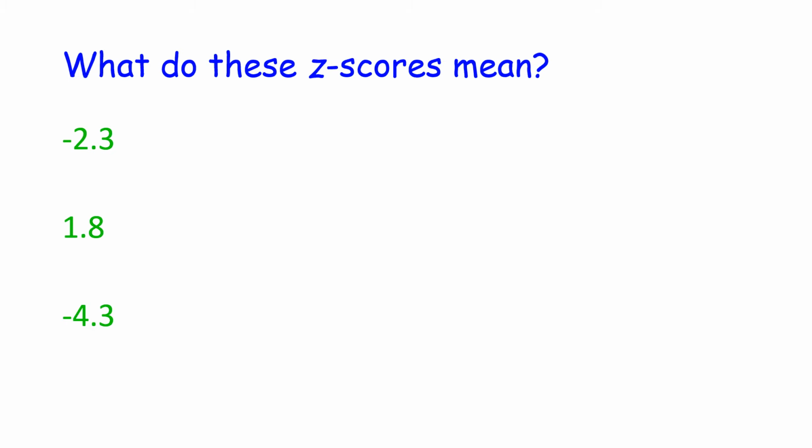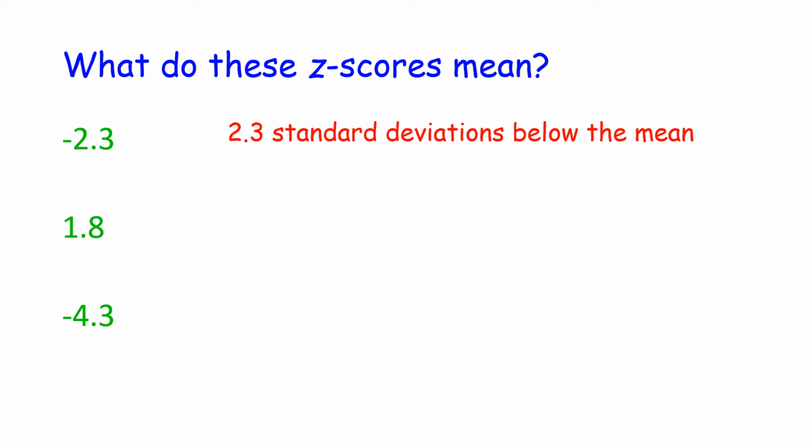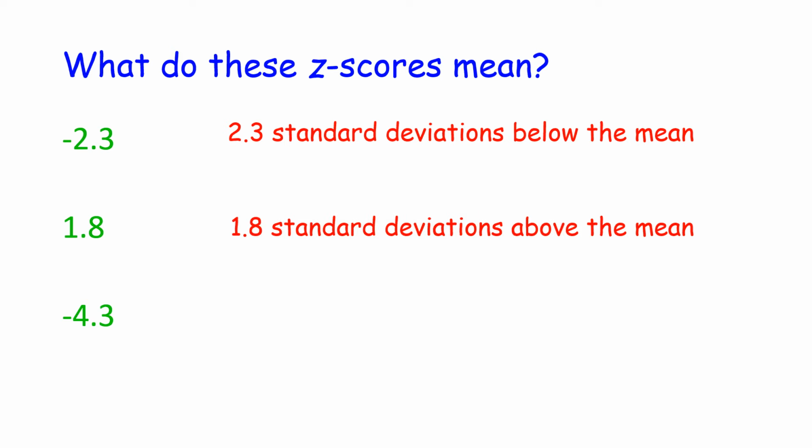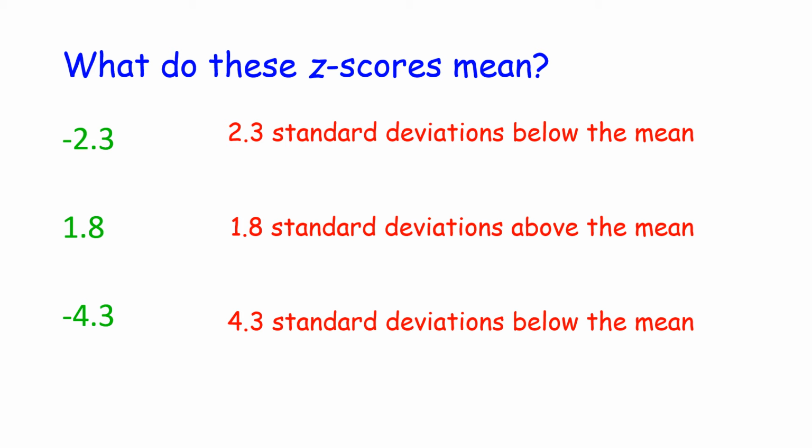So what do the following z-scores mean? If I have negative 2.3, that means that I'm 2.3 standard deviations below the mean because it was a negative z-score. 1.8 means 1.8 standard deviations above the mean. So what do you think negative 4.3 would mean as a z-score? That's right. It means 4.3 standard deviations below the mean.